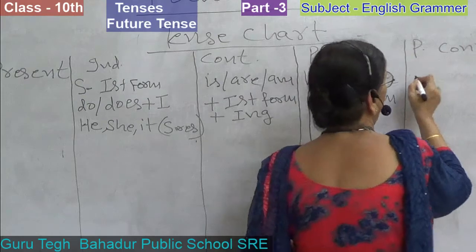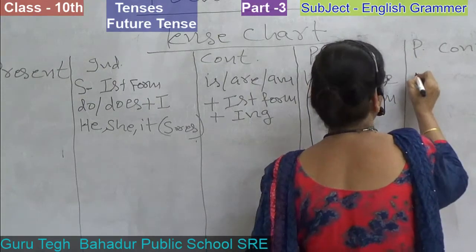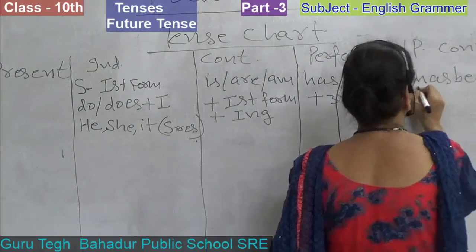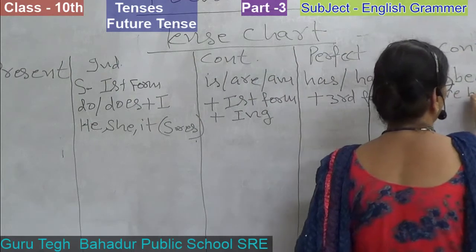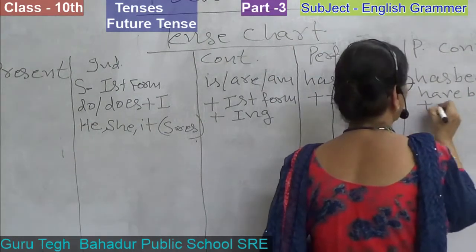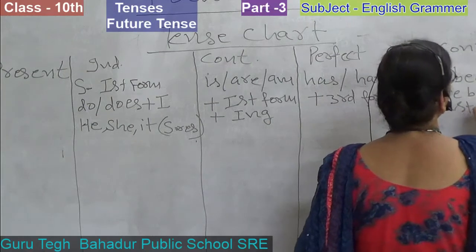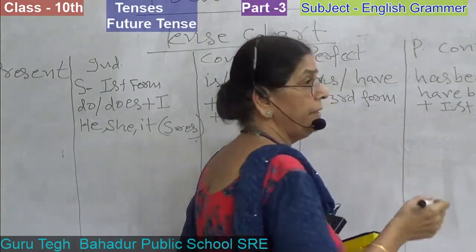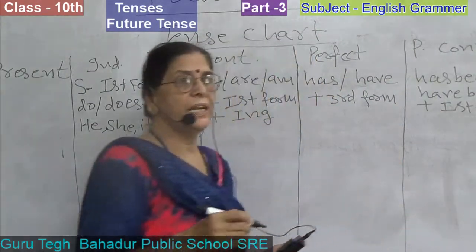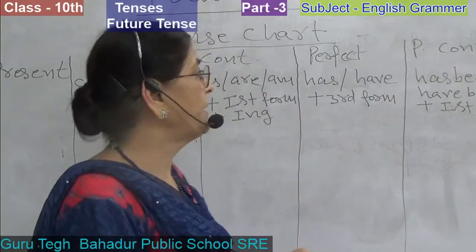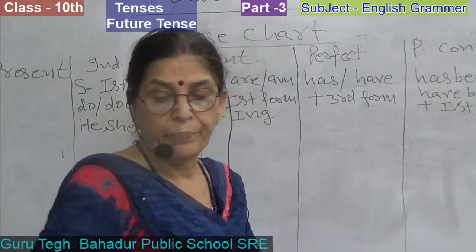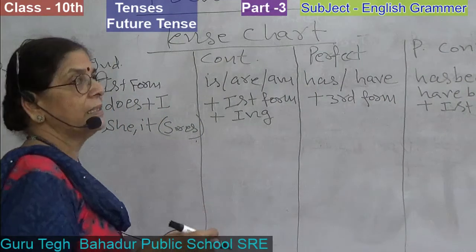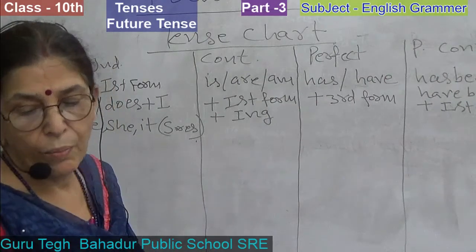Then in present perfect continuous tense, has been, have been, plus first form plus ing. Here the work is still continued for hours or for a particular point of time. So I can say I have been going there for 2 hours. I have been going there since morning.